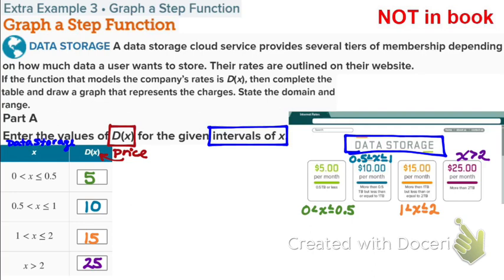If you need more than half a terabyte, even if you just need 0.51, what does it jump up to now? Now it jumps up to $10. The very second you go over 0.5 terabytes of storage, they jump you up to the next pricing plan. And now you owe them $10.